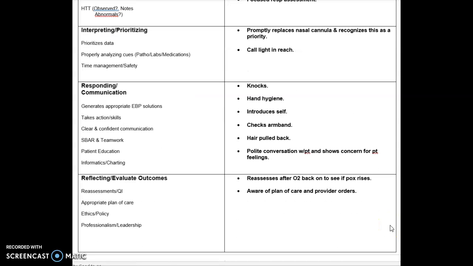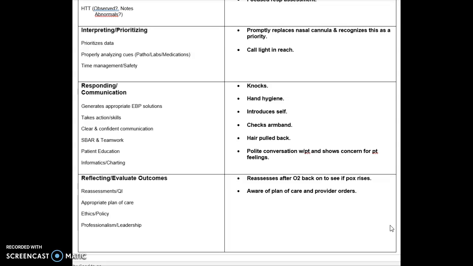Lastly, we have our reflecting and evaluating outcomes. So a clinical instructor could document that, again, the student noticed the priority, that the pulse oximetry was low. The student properly responded by putting the head of the bed up. They replaced the nasal cannula. And then in the video, you can see that the student pauses and reassesses after the oxygen is on to make sure that it is coming back up.